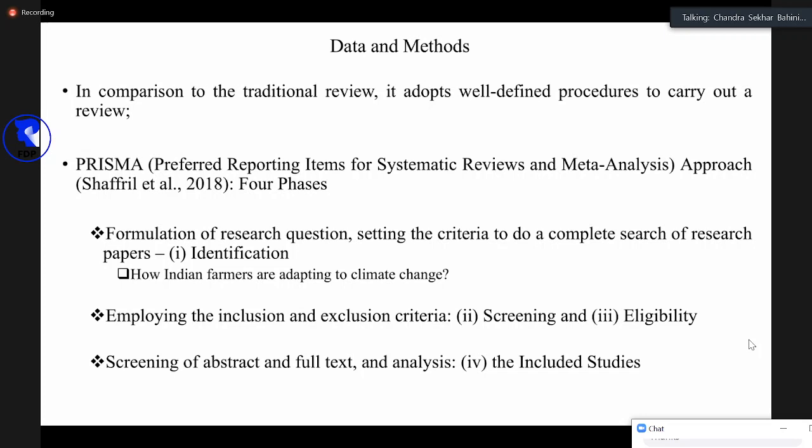So then we employ the inclusion and exclusion criteria. That's basically the second and third stages, screening and eligibility. You screen all the articles, and then eligibility means deciding which articles are to be included and which are to be excluded. This is the inclusion and exclusion criteria.